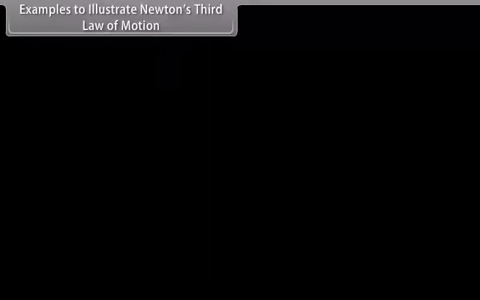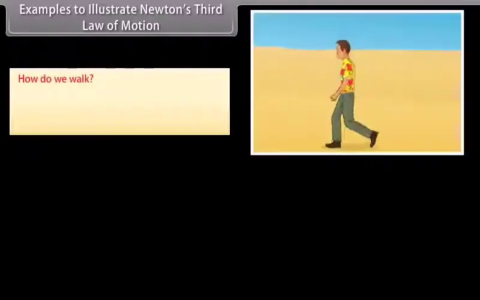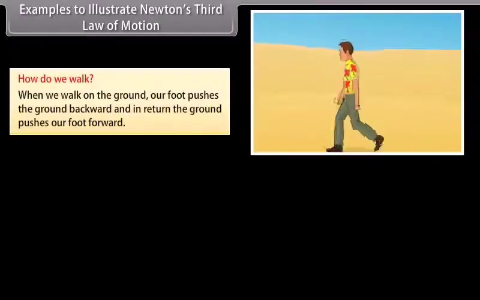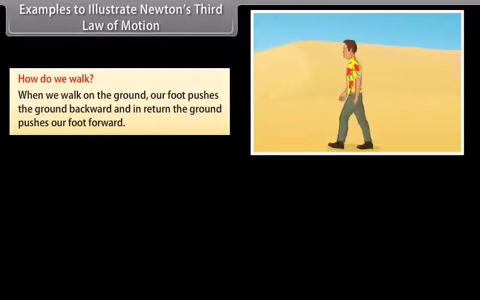Examples to illustrate Newton's third law of motion. How do we walk? When we walk on the ground, our foot pushes the ground backward and in return, the ground pushes our foot forward.